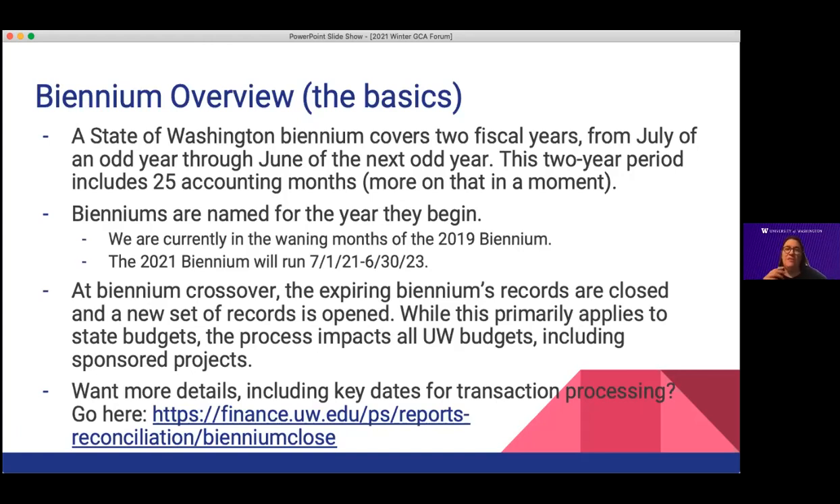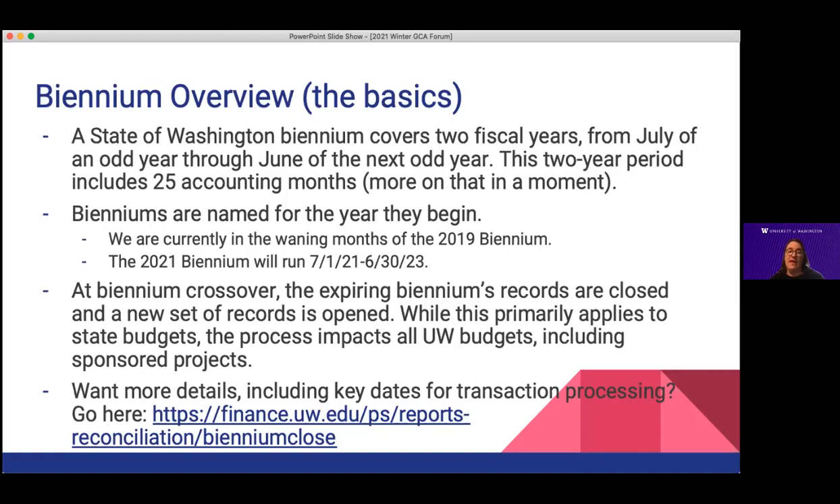A state of Washington biennium covers 2 fiscal years from the July of one odd year through the June of the next odd year. And this 2-year period includes 25 accounting months, which I know that math doesn't make sense, but we'll talk about that more in a moment. And bienniums are named for the year they begin. So we're currently in the end of the 2019 biennium, and then the 2021 biennium will start on the 1st of July.